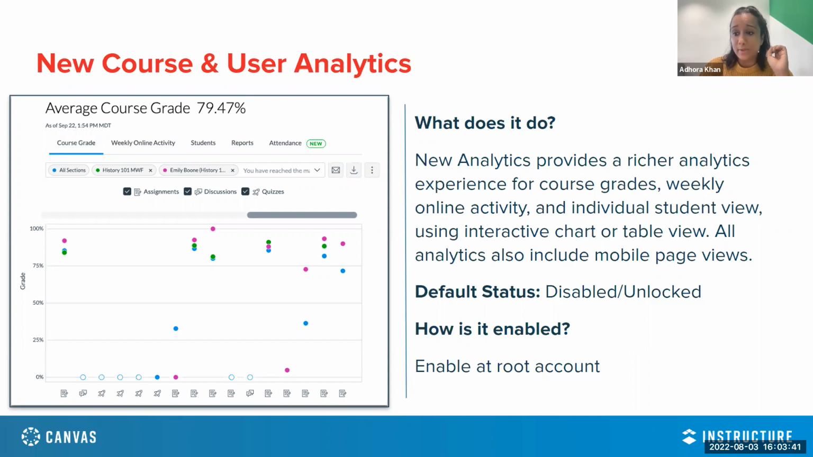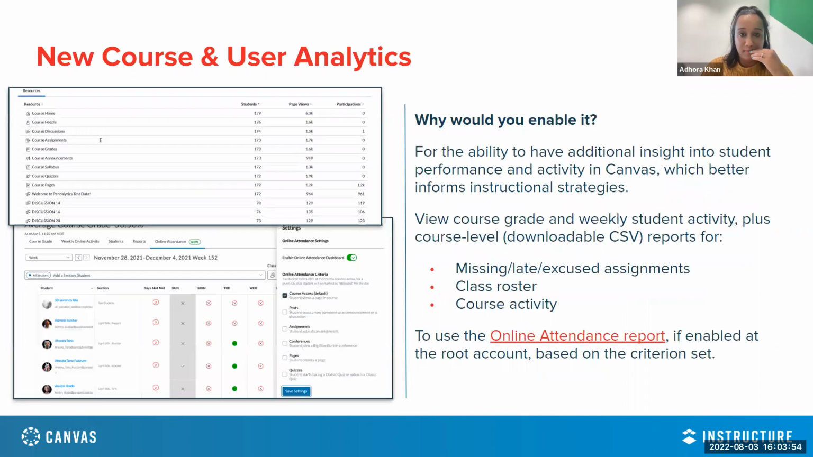It's enabled at the root account, and you can turn it on course by course as well. I'll just get you to go to the next slide, please, Paul. Yep, so all the reports are actually downloadable via CSV as well, which I think is a really cool aspect of it. You can see things like missing class roster, course activity, and it really just gives you a better insight into activity and performance within your actual Canvas course.